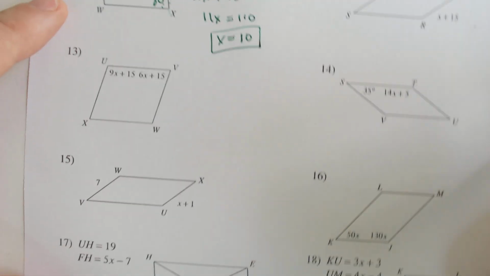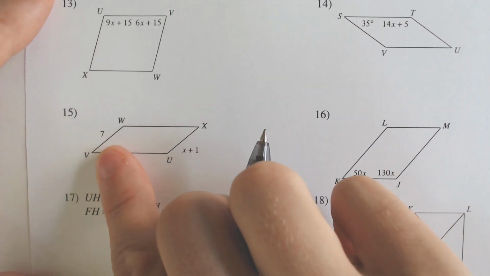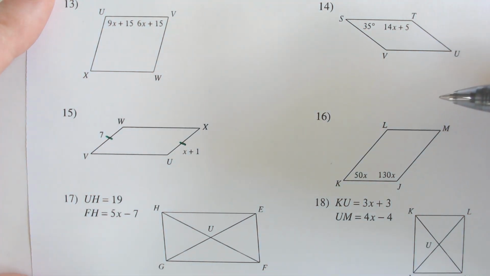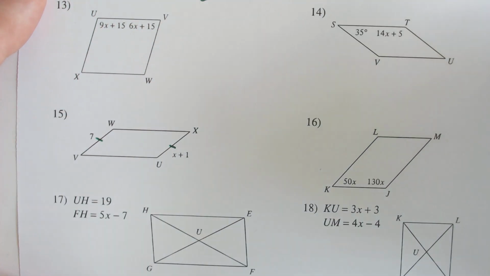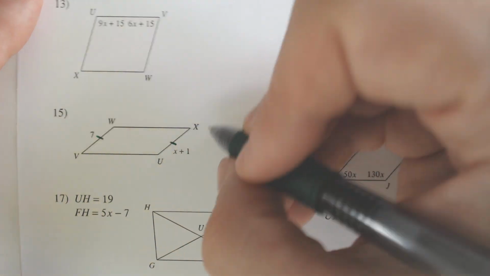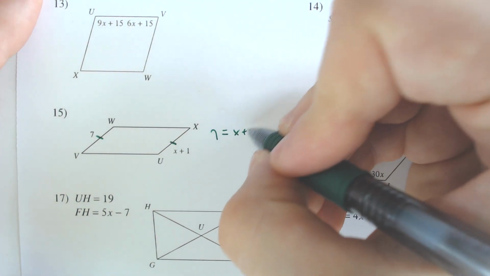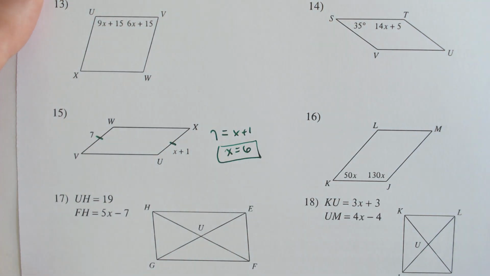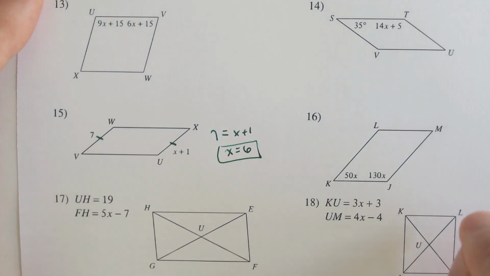Okay? So, 15. They're not an angle. If it's not an angle, they're either equal to each other or they might have to be like doubled to equal each other. So in this case, 7 and x plus 1, they equal each other. They're opposite sides. Subtract 1, you get x equals 6.